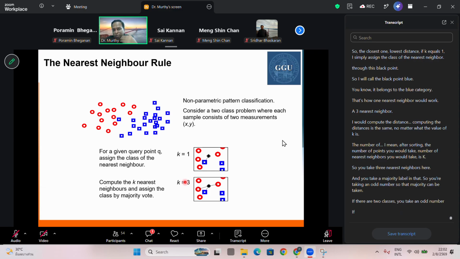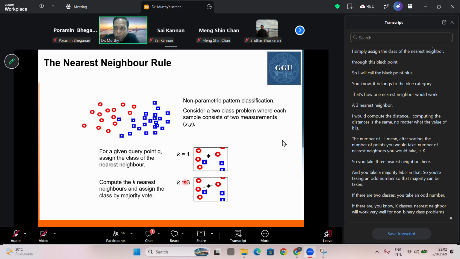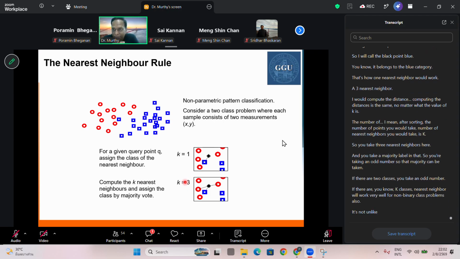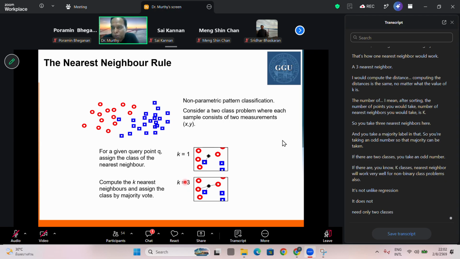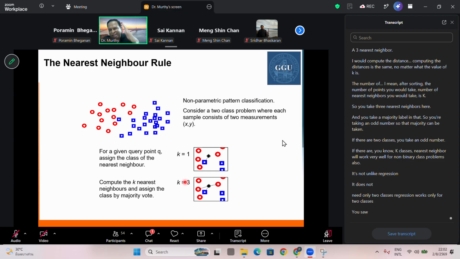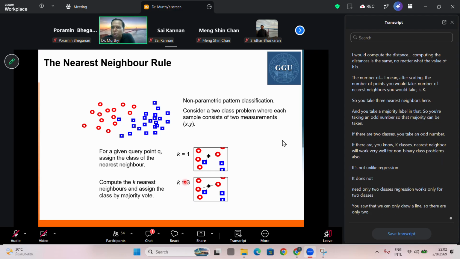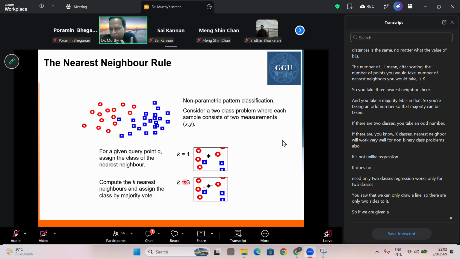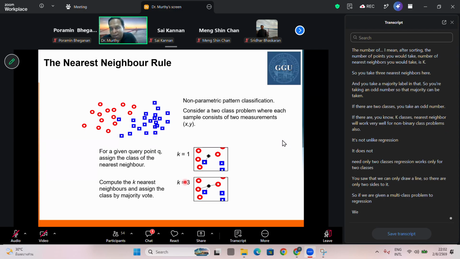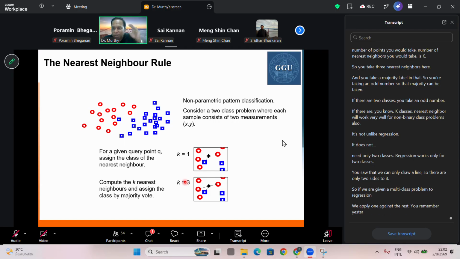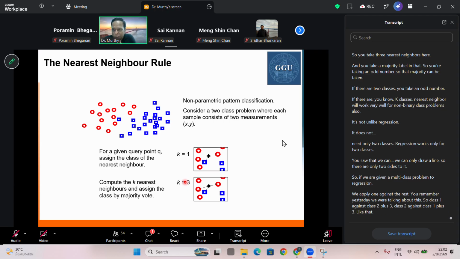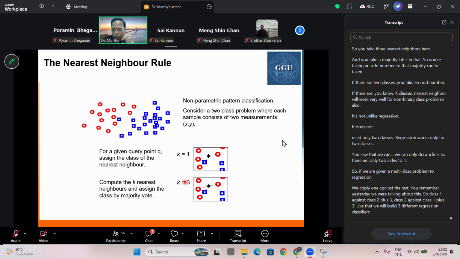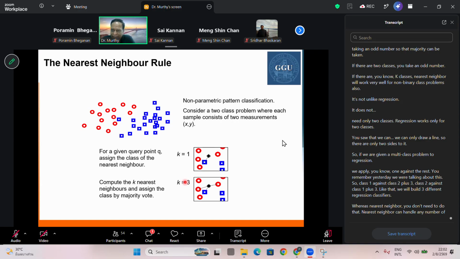If there are k classes, nearest neighbor will work very well for non-binary class problems also. Unlike regression, it does not need only 2 classes. Regression works only for 2 classes. You saw that we can only draw a line, so there are only 2 sides to it. If we are given a multi-class problem for regression, we apply one against the rest. You remember yesterday we were talking about this. So class 1 against class 2 plus 3, class 2 against class 1 plus 3. Like that, we will build 3 different regression classifiers. Whereas with nearest neighbor, you don't need to do that. Nearest neighbor can handle any number of classes directly.